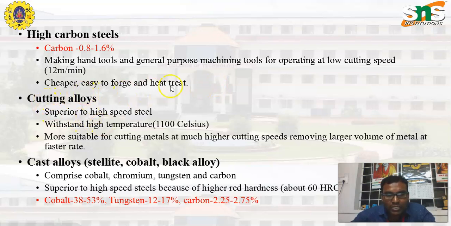Next, cutting alloys. They are superior to high speed steels. They can withstand temperatures up to 1100 degrees Celsius, whereas HSS can withstand only up to 620 degrees Celsius. They are more suitable for cutting metals at much higher cutting speeds, removing large volumes of metal at a faster rate. Next one is the cast alloys, for example stellite, cobalt, and black alloy. It has a combination of cobalt 38 to 53%, tungsten 12 to 17%, and carbon 2.25 to 2.75%. It is superior to high speed steels because of higher red hardness. Its hardness is about 60 HRC, and it can withstand up to 1000 degrees Celsius.